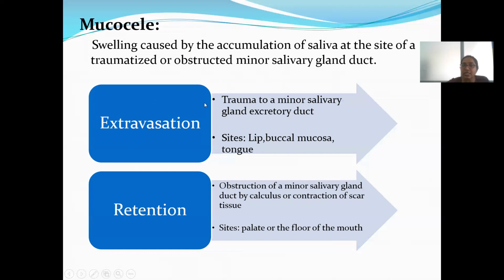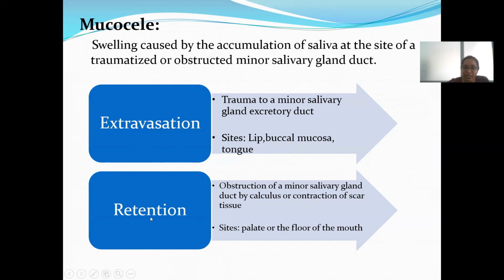What happens here is there is a trauma to the minor salivary gland duct. Whenever there is trauma to the duct, there is obstruction in the duct. So whatever saliva is secreted will get released to different sites. In the extravasation type, the most common sites will be the lips, buccal mucosa and the tongue.